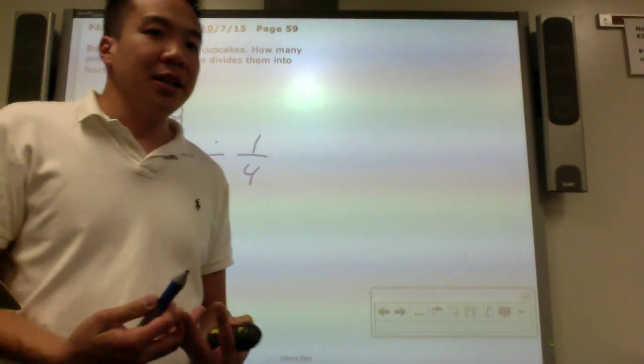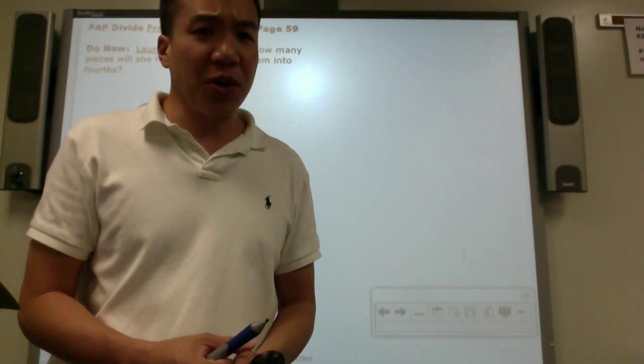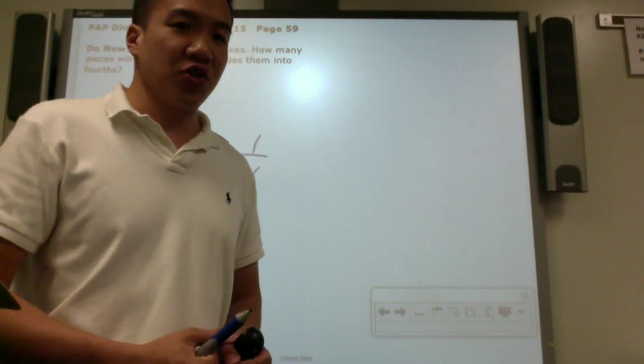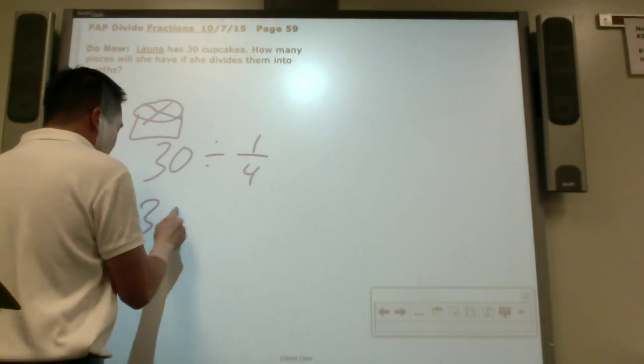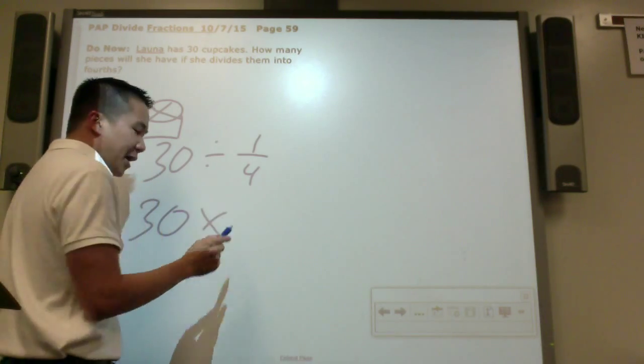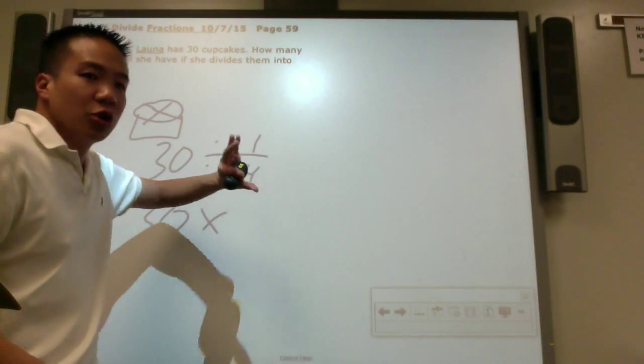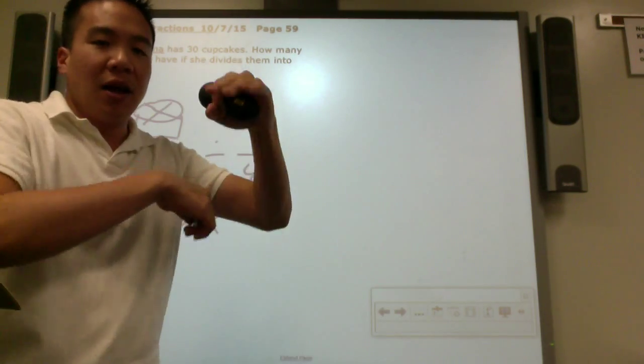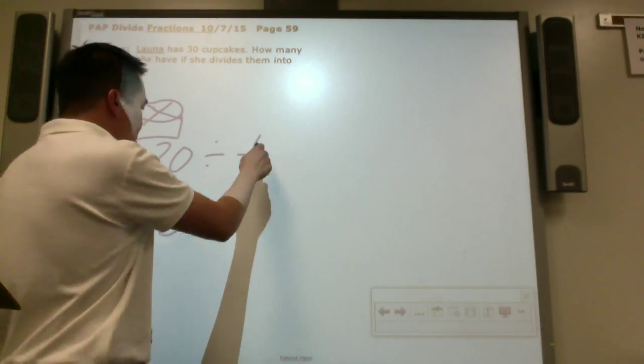Can I turn this division expression into a multiplication expression? I think I can. So here's a 30. Turn this to a multiplication, and then you do the reciprocal of the second number. So I do the reciprocal.